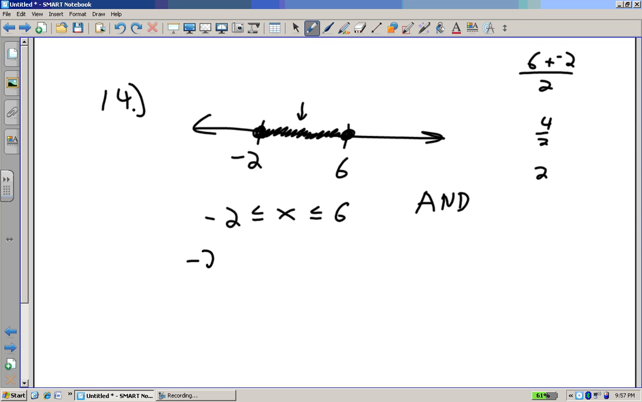So we're going to say negative 6 minus 2 is less than x minus 2 is less than 6 minus 2. We're going to take that mean and subtract that from all three of the sides here. So we have -4 is less than or equal to x minus 2 is less than or equal to 4. And so now, since we have the opposites, -4, +4, that's good.